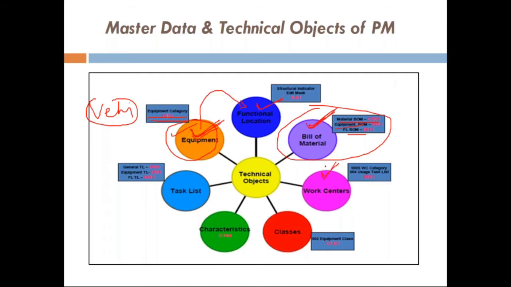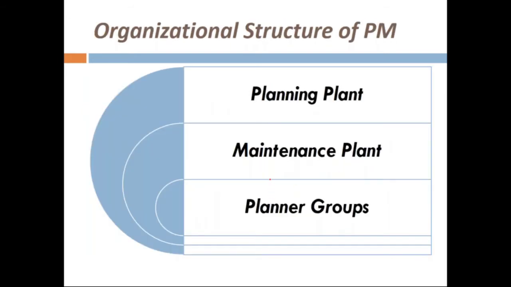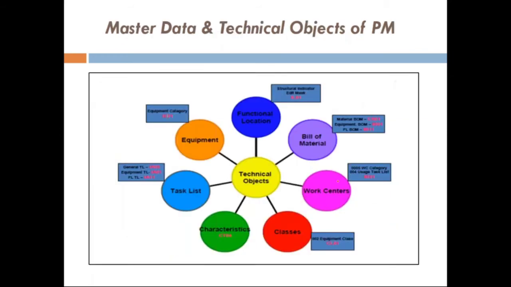The work center is nothing but a person or a group of technicians responsible for maintenance activity. The previous one, planner group, is a person or group of people responsible for planning activities. But here the work center is the person responsible for maintenance activity. They are the actual technicians who do the repair activity. Okay, so what is this work center?